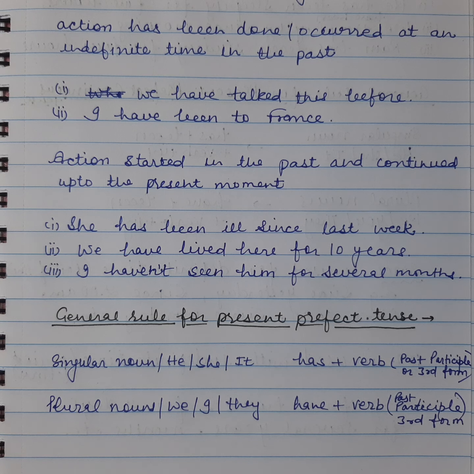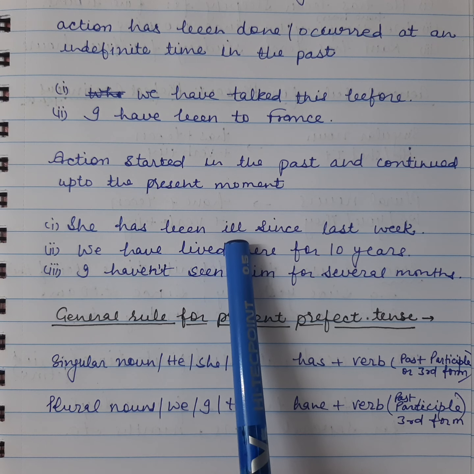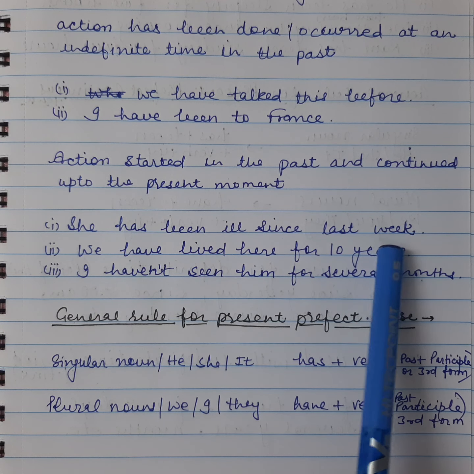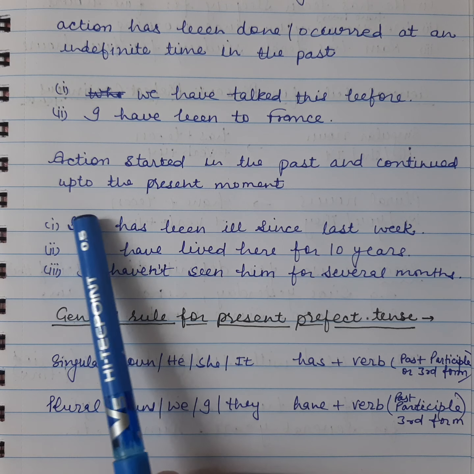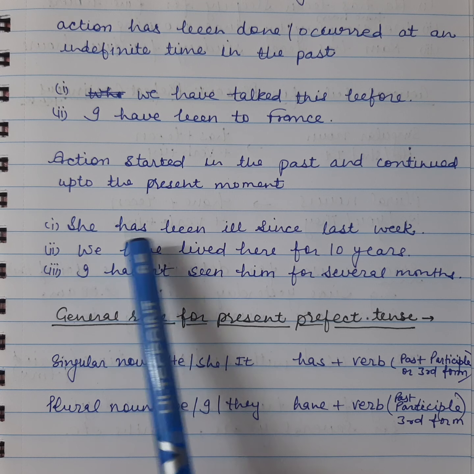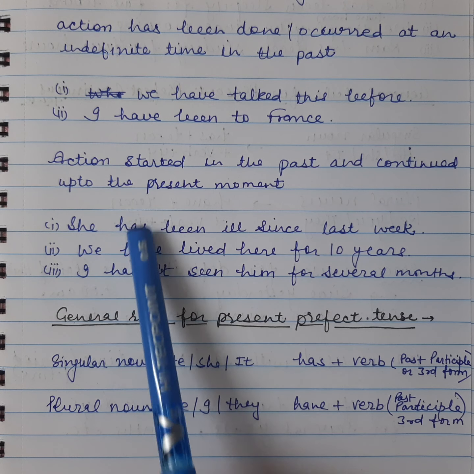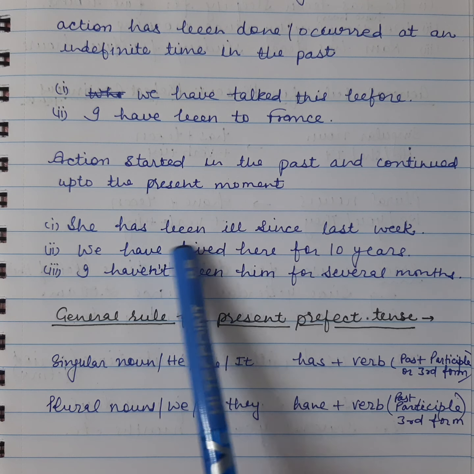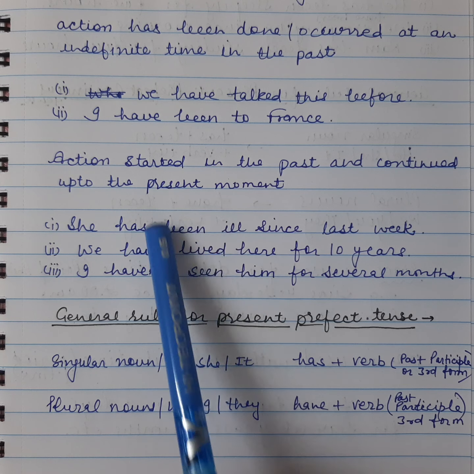With a singular noun, he, she, it, we use has plus the third form or the past participle of the verb. Let's see one example. She has been ill since last week. She is singular, so we use has with the singular, and then we use the third form of be, which is been.